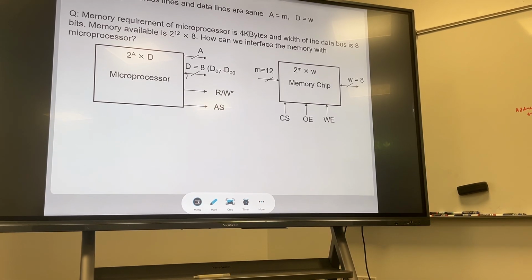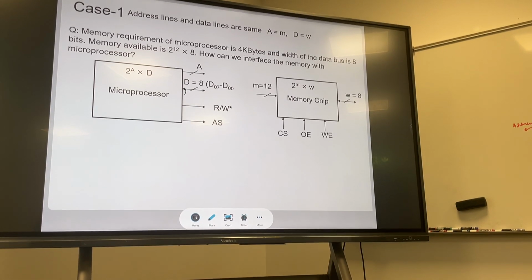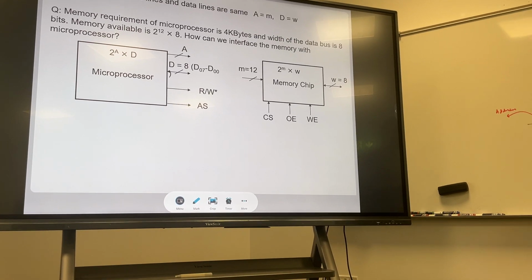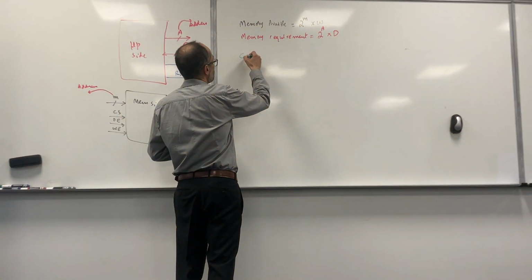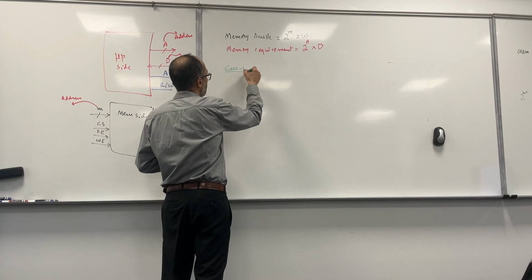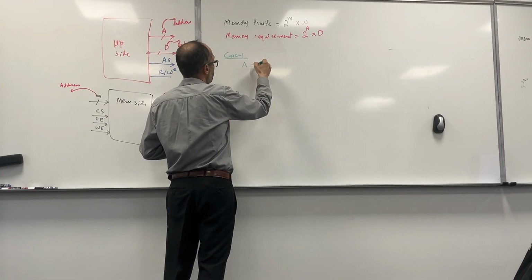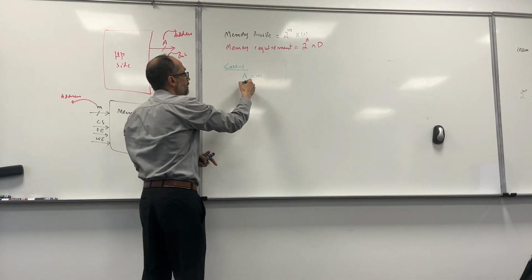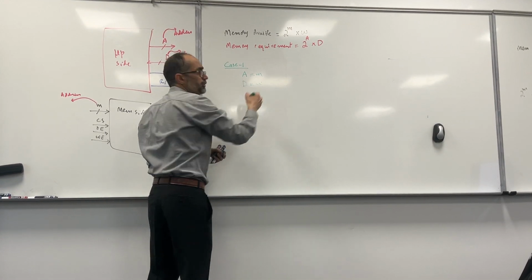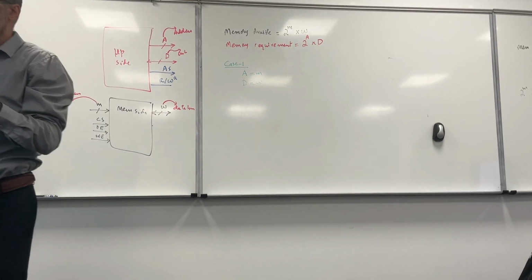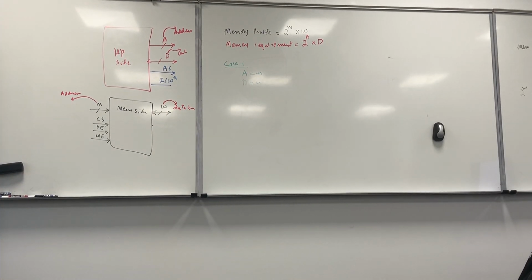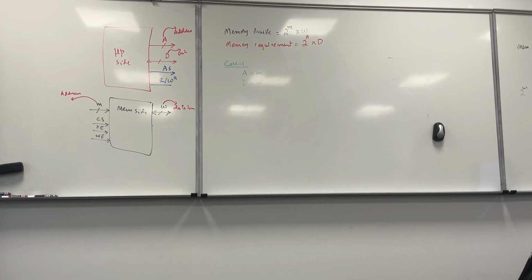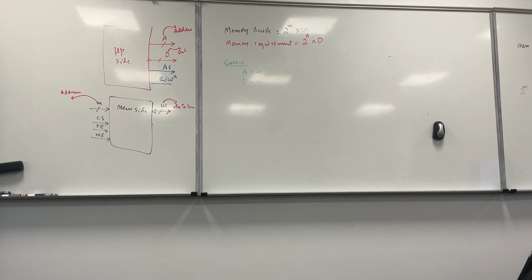Okay, now we have case number 1. Please remember, there are 4 different cases. So we will study case number 1. When A is equal to M, and D is equal to what? It means that the address lines from the microprocessor side are equal to the address lines on the memory side. Clear? And then D is equal to W. The data lines from the microprocessor side are equal to the data lines from the memory side.